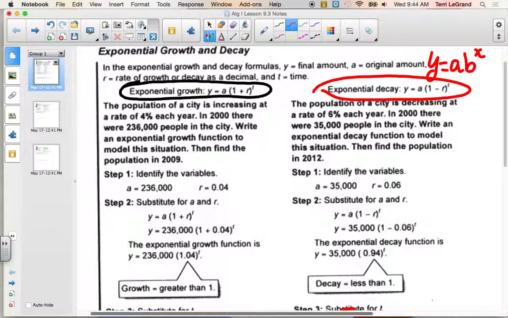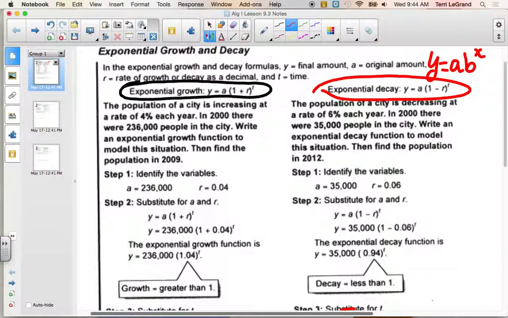When we have exponential decay, now we're subtracting the r value from the 1. That's the only thing that changes. Which should make sense. If it's decaying, it's going down. So we're subtracting that rate. Why is it being added and subtracted from 1, do you think? What's the reason for that? Where'd that 1 come from?